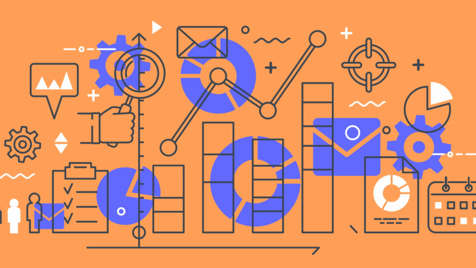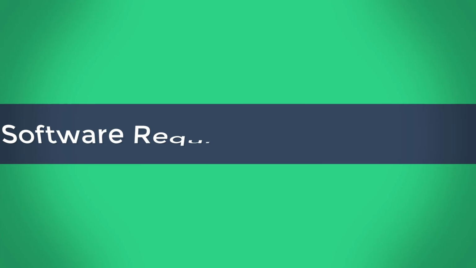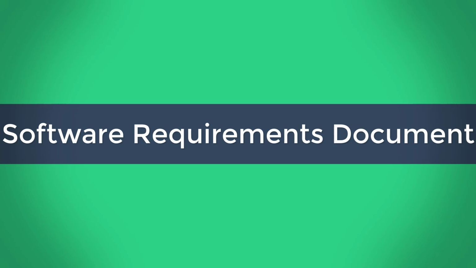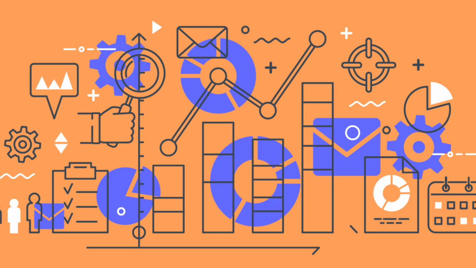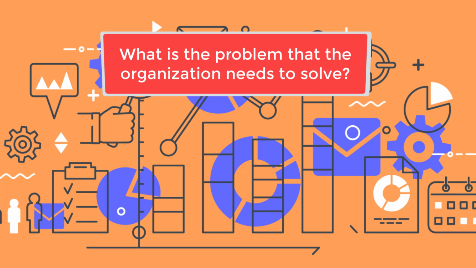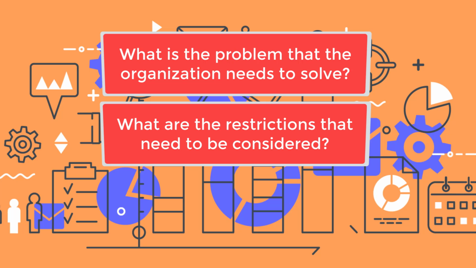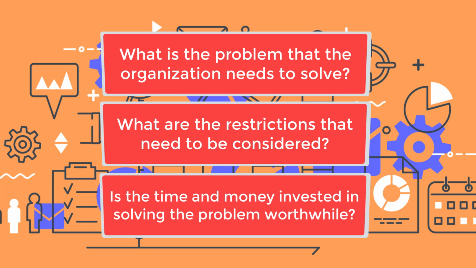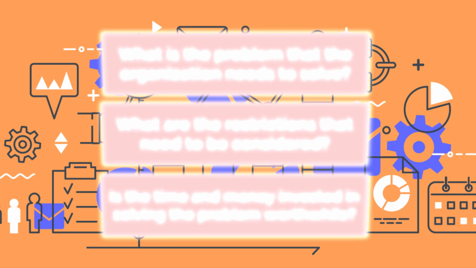The most important element of a business requirements document is the scope of the project, which includes any restrictions and constraints that need to be considered during the development process. The scope is a functional requirement that basically answers three questions. What is the problem that the organization needs to solve? What are the restrictions that need to be considered? Is the time and money invested in solving the problem worthwhile?